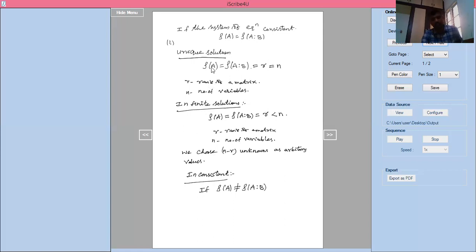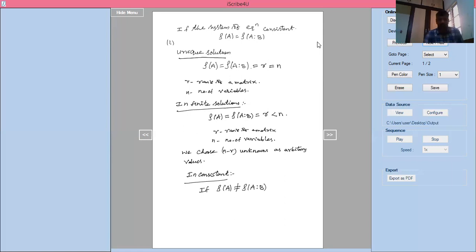In unique solution, the number of variables equals the rank of A. If the number of variables is 3, the rank should be 3, then we can say it is a unique solution. If the number of variables is 4 and the rank is also 4, then that is the unique solution. Similarly, if the rank of the matrix is not equal to the number of variables, that is, less than the number of variables, then we can choose N minus R variables as arbitrary values.